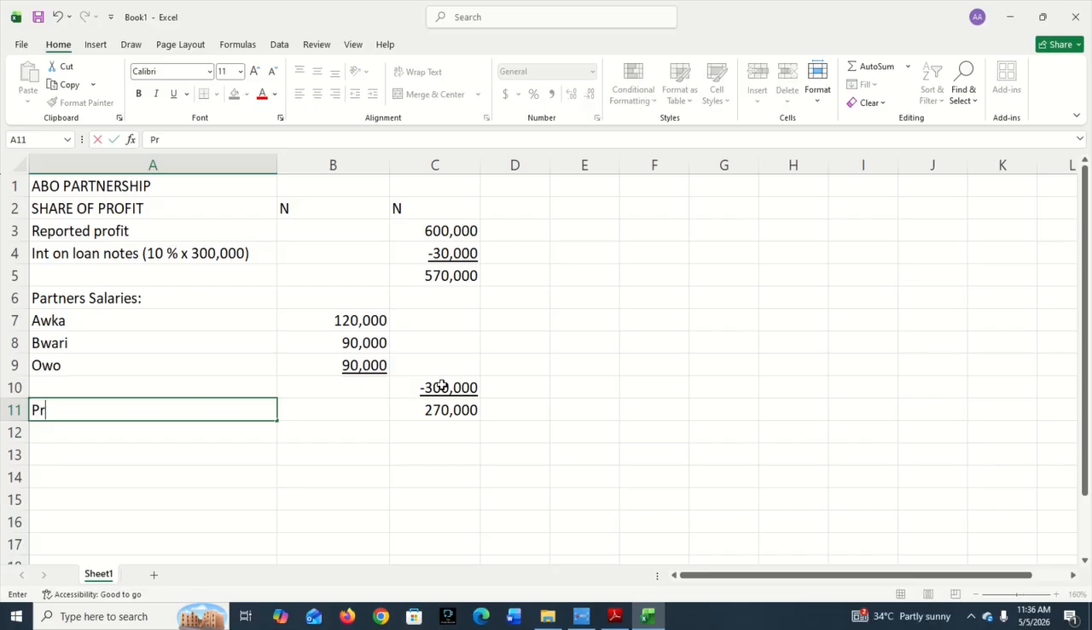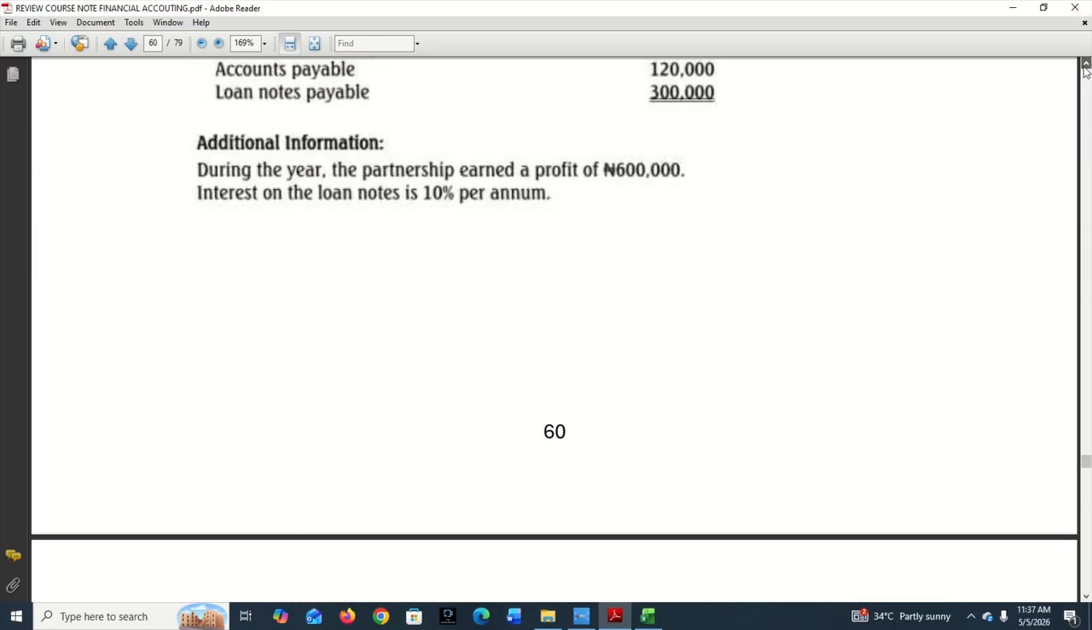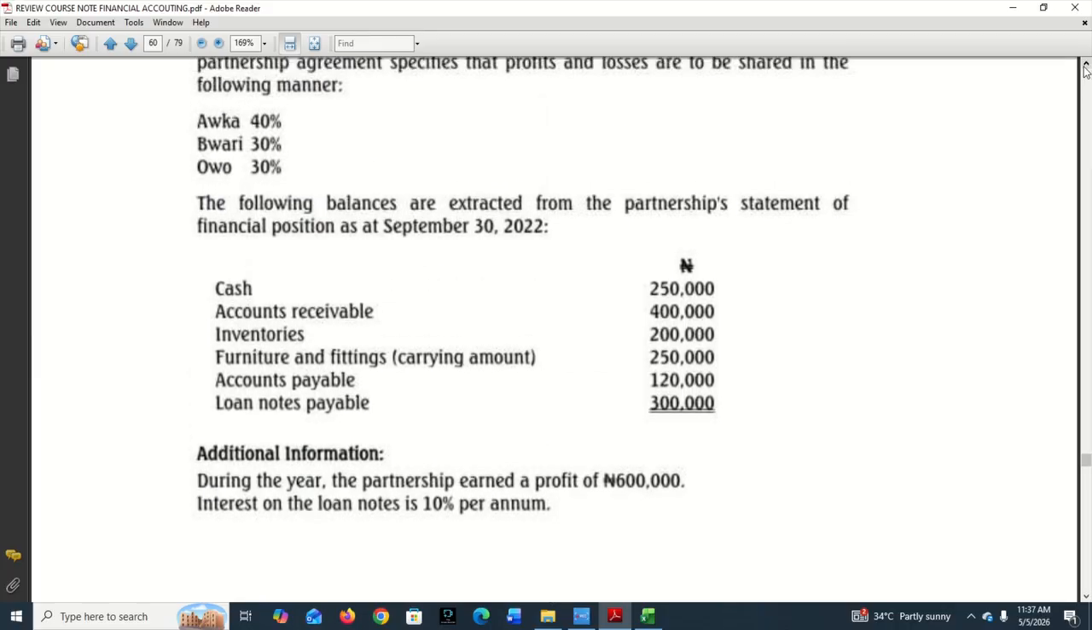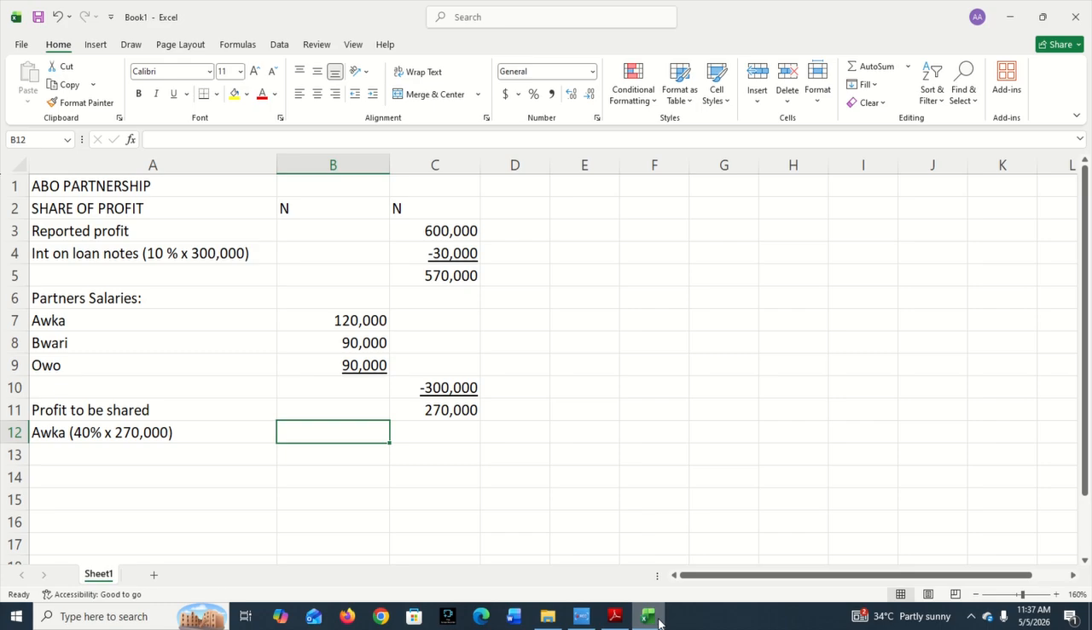Okay, so profit to be shared. So let's share it now. The first one we have is Oka. Now they give us the sharing formula. How much is Oka? Let's look at it. Oka is, I think, 40%, but let's confirm. Yes, Oka is 40%. So 40% of 270,000, that is 40% multiplied by 270,000. If you punch your calculator, that will give 108,000. Please confirm. 108,000, that's for Oka.